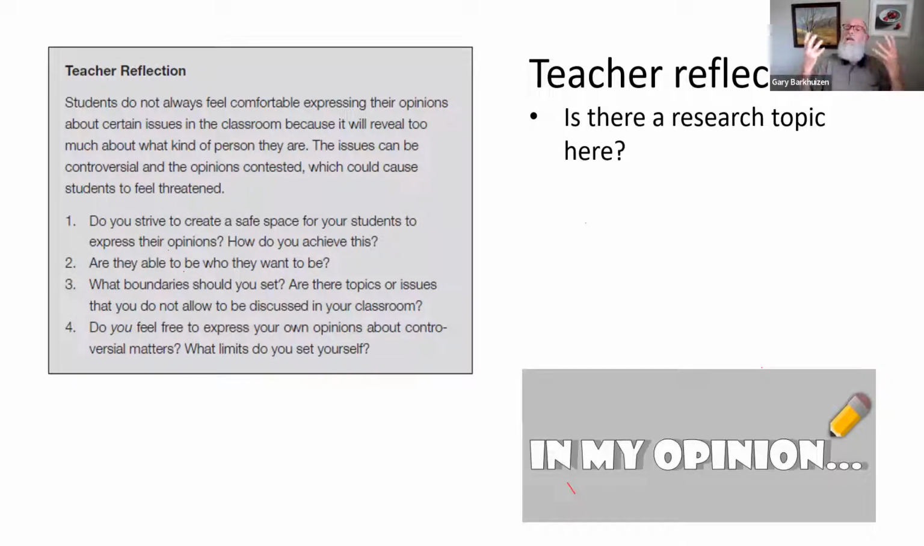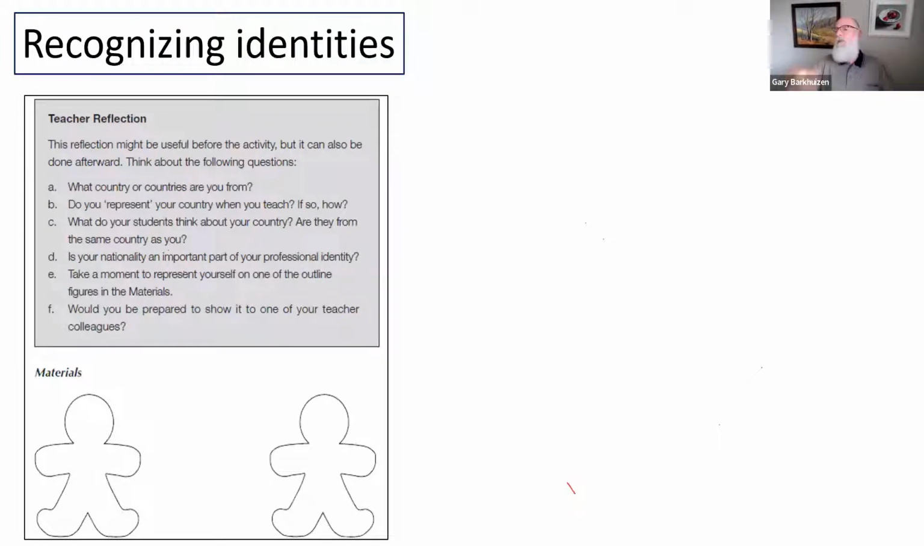So for each of the learner identity related activities that take place in the classroom, there's a short reflection for the teacher to think about her or his own developing professional identity as well. And there are others as well. There's one here where the learners have to think about national identity and question the idea of a national identity. That's the whole activity. And then for the teachers, this reflection might be useful before the activity, but it can also be done afterwards.